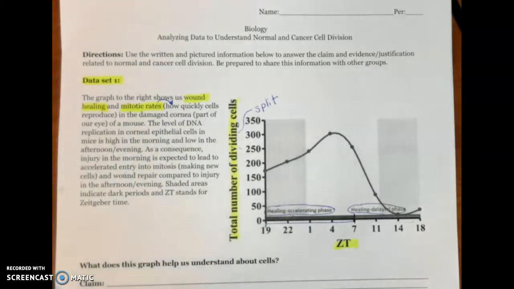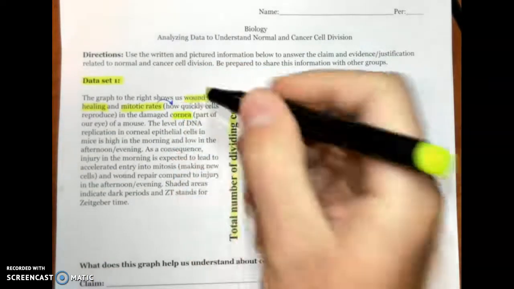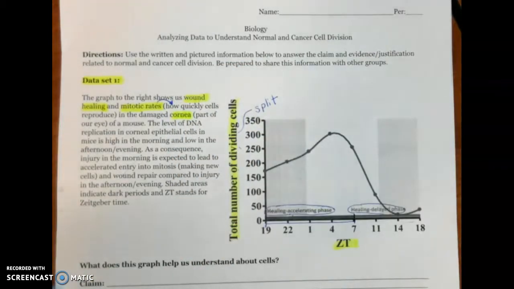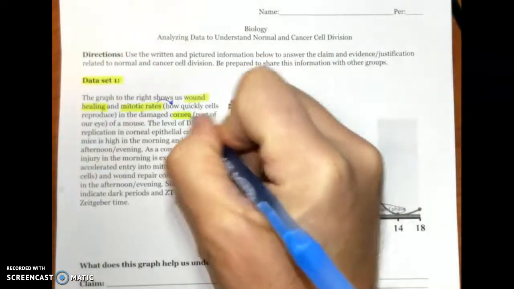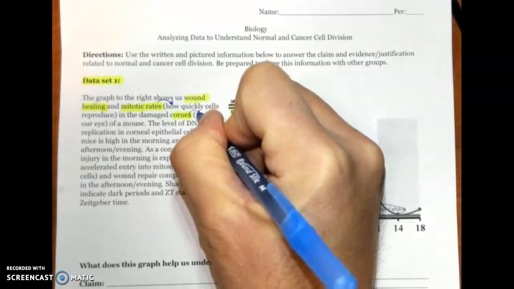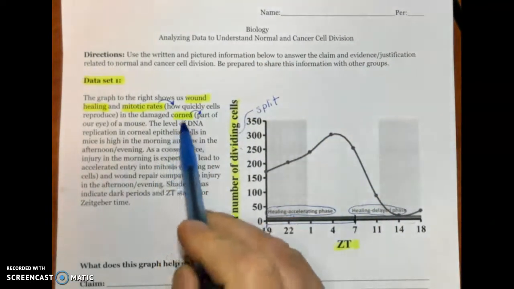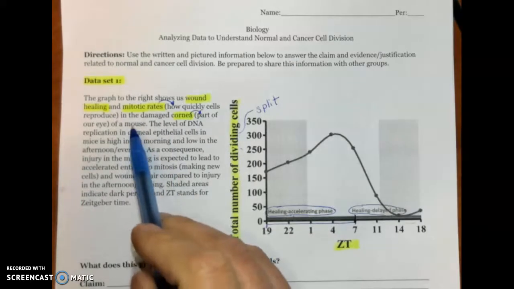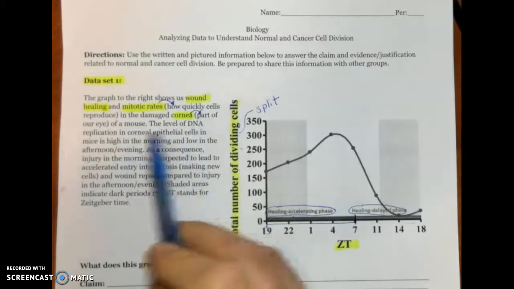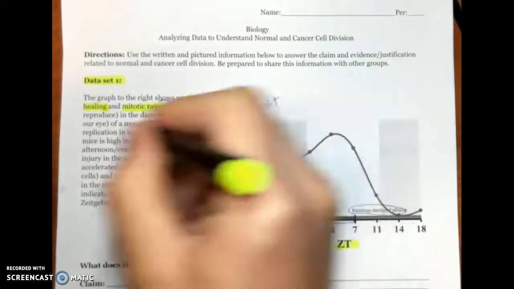There's another term that might be tricky in understanding, but it also looks like the explanation is provided right here. The cornea is part of our eye. So if you did not know that the cornea is part of our eye, now you do. We are looking at this part of the eye in, looks like, a mouse. The level of DNA replication. Okay, there we see another term, DNA replication.